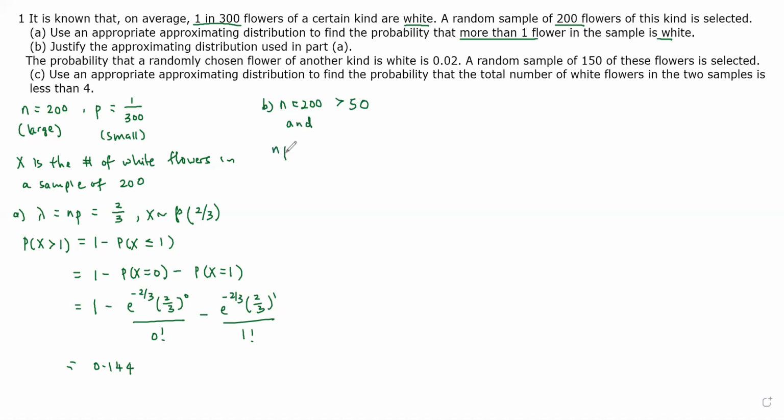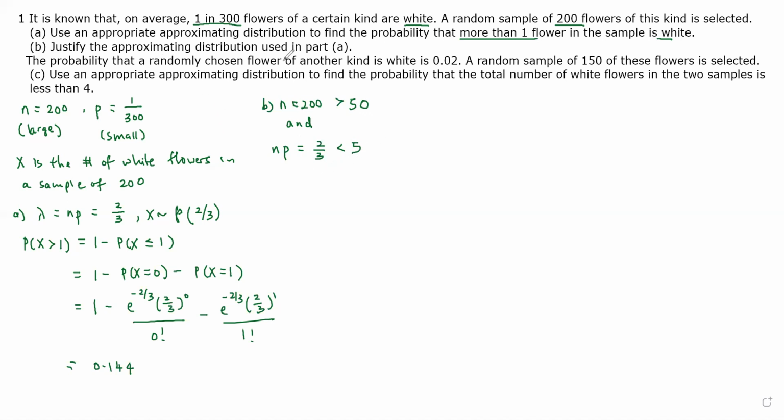And also np, which is 2/3 here, is less than 5. So this tells us how small a p is considered small. When these two conditions are satisfied, we can use a Poisson approximation to the binomial.